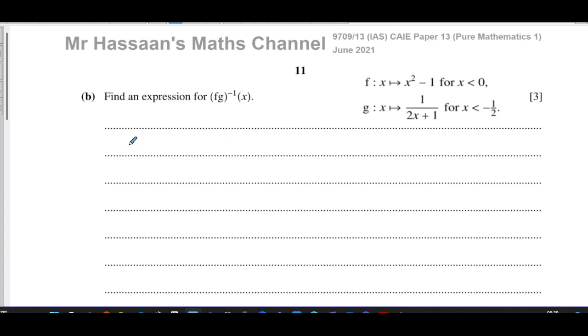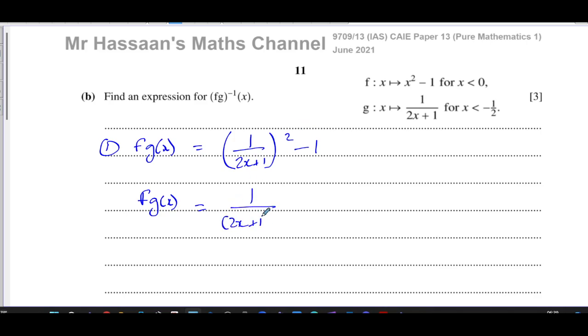For this, I'm going to first find what f of g of x is, and then I'm going to find the inverse. So f of g of x is almost exactly what I did last time, but I'm now going to replace the x here with 1 over 2x plus 1. So I'll have 1 over 2x plus 1 squared minus 1. We don't have to expand the brackets. I can leave it like that. That's not my final answer, of course. That's just f of g of x.